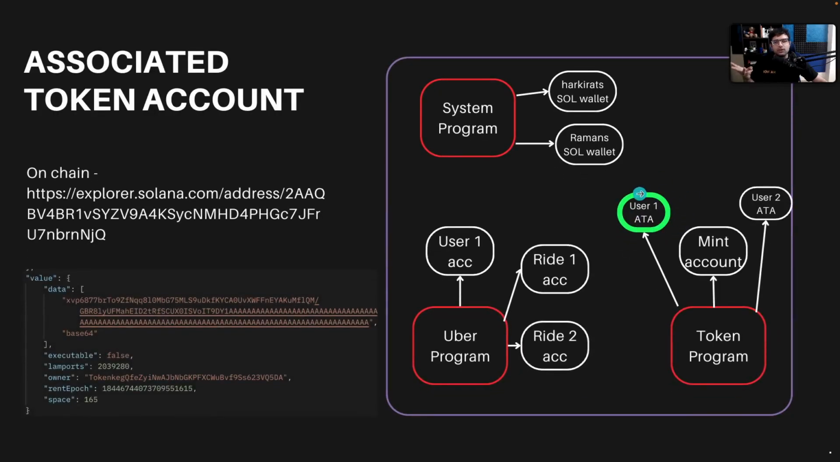The third account in case of the token program is the associated token account. This is a PDA. This is a program derived address. We will understand very soon what program derived addresses are. But what does this look like? This is again an on-chain ATA of mine. This ATA is my USDC associated token account. If you open this, you will see this is an associated token account for USDC on Harkirat's wallet. If you look at it, this also takes 165 bytes of data. This is the data that is stored over here. Its owner is also the token program. So ATAs are also owned by the token program.